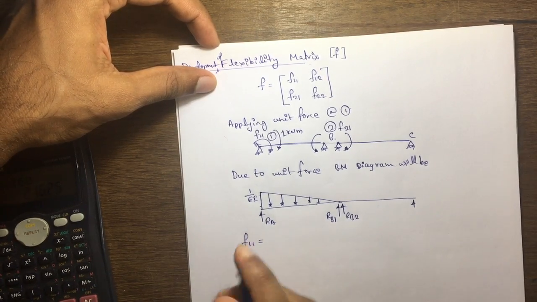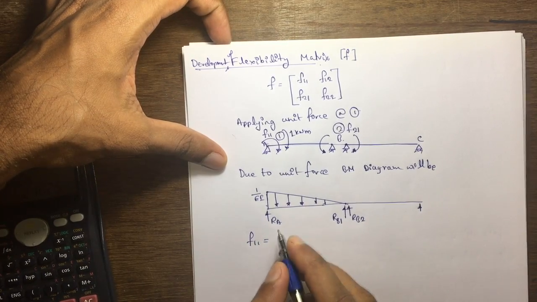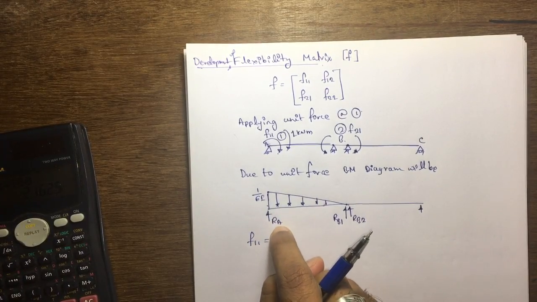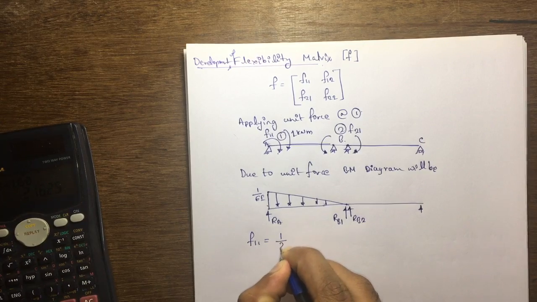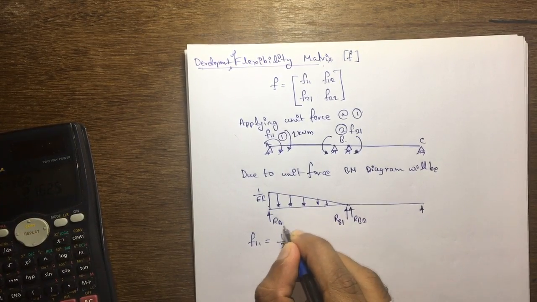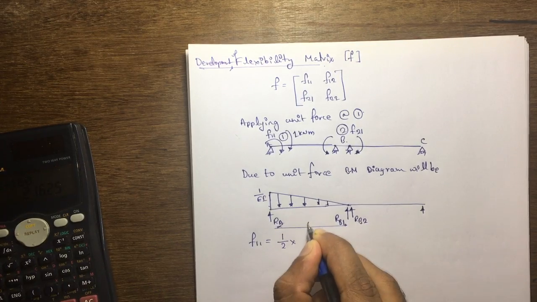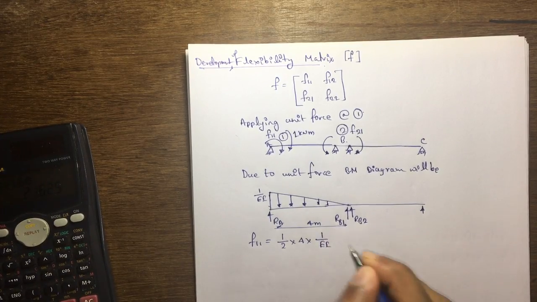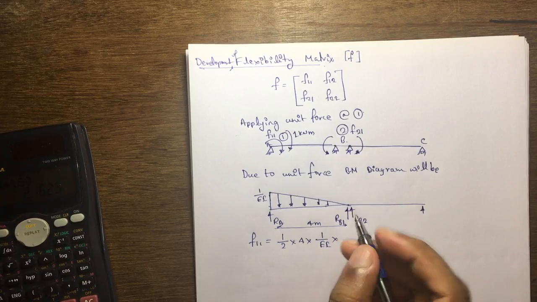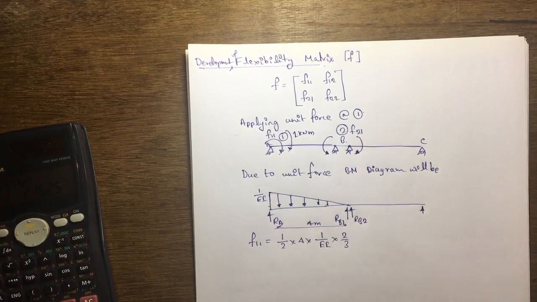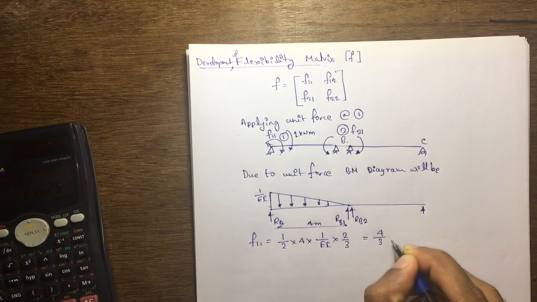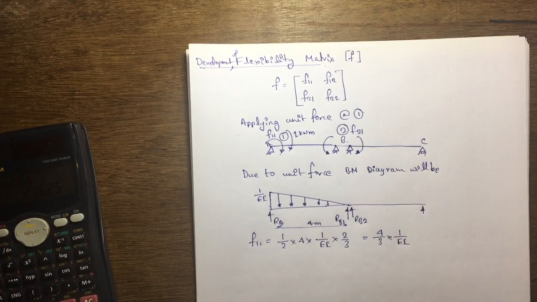Therefore F11 is equal to, as we said at the beginning, if I want to find RA, first I have to find half into base, our length of the first beam, that is 4 meter, into height, 1 by EI, into this portion, that is 2/3. If I simplify this one, 2 gets cancelled, 4 by 3 into 1 by EI. This is our first term.